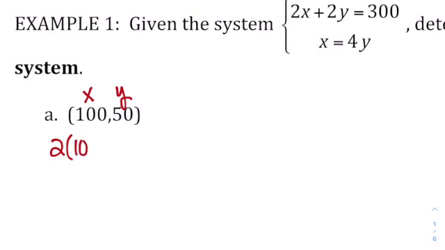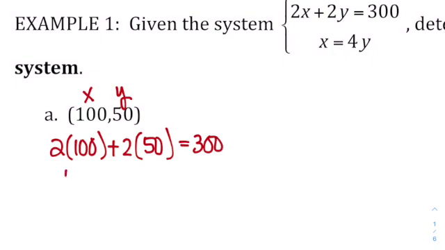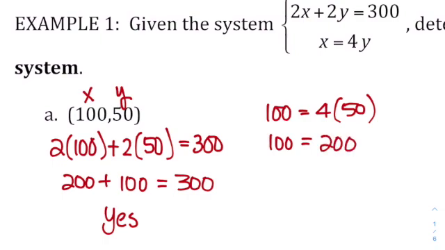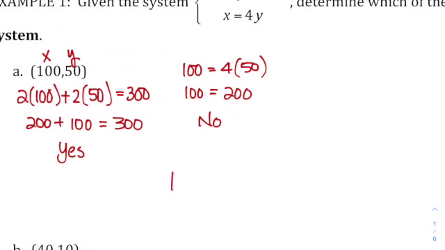2 times 100 plus 2 times 50 equals 300. All right, so that's 200 plus 100, which is equal to 300. Yes. So the first equation works. Now let's try the second one. The x is 100. The second equation is 4 times y, 4 times 50. So that's 100 equals 200. So now the second equation is no. If it's a solution of the system, it has to be yes on both equations. So in this case, this is not a solution.